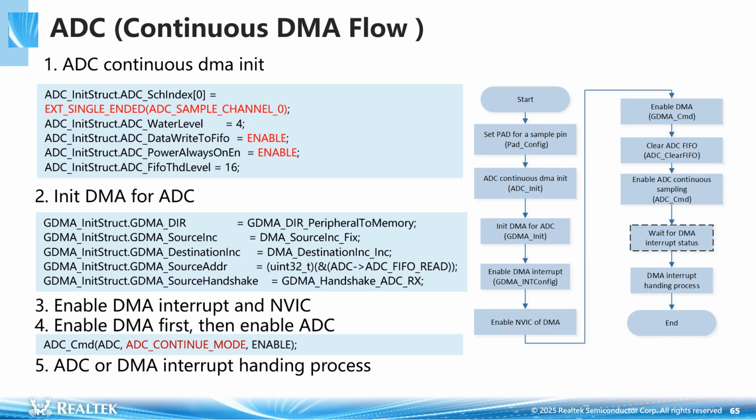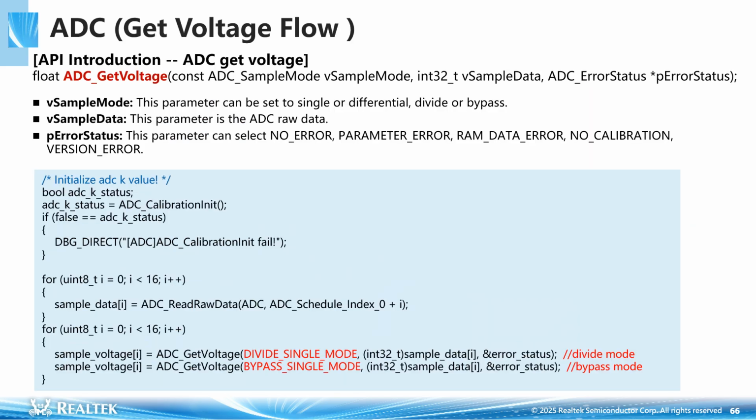The ADC can also use DMA to transfer sampled data in continuous mode. To do this, initialize the ADC structure parameters. If you want to use continuous sampling mode, you need to specify storing the sampled data in the FIFO, and then initialize the DMA. The DMA will then transfer the sampled data from the ADC's FIFO to the specified address. Once the sampled data is acquired, you can call the function ADC getVoltage to convert the sample values into actual voltage values.